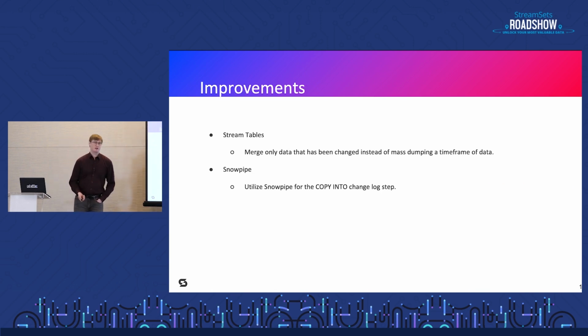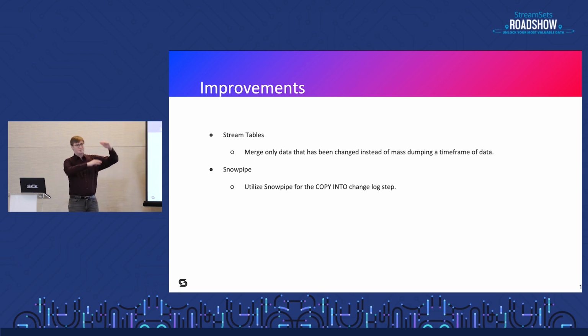So some improvements that can still be made to this that we haven't implemented. One is using stream tables on the Snowflake side of things. That way we're only performing merges on data that's new coming into Snowflake, as opposed to right now it's just basically a changelog table of a ton of records where we have that metadata timestamp to determine how old records are.